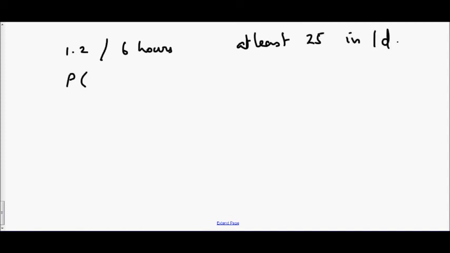So we can have a typical question like this. Say the given rate of growth of bacteria is 1.2 per every 6 hours. Okay, it's not a unit time now, it's every 6 hours. Then find the probability that there is a growth of at least 25 bacteria in one day. Remember, the question was given as 1.2 per 6 hours. The question asked is for one day, and there is the word at least. At least means greater than or equal to 25 in one day.